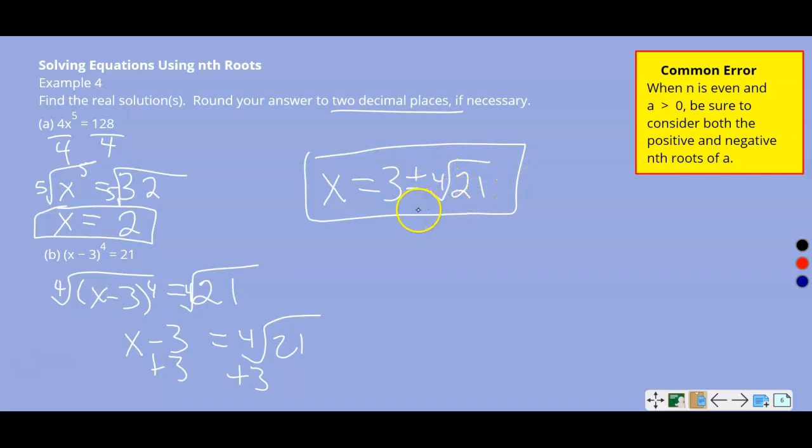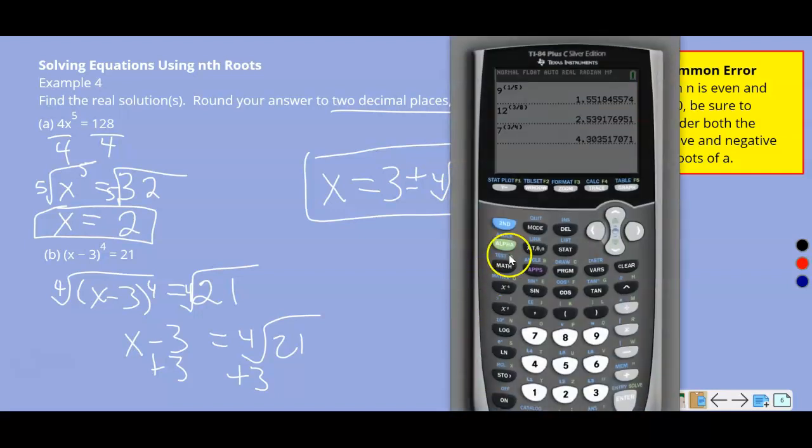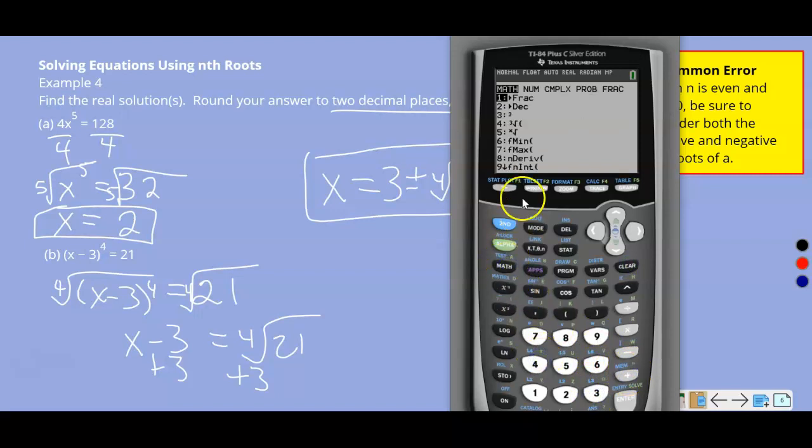this right here. So if we want to round to decimal places, we've got two answers here, 3 plus the fourth root of 21 and 3 minus the fourth root of 21. So let's go ahead and see what those are. So I'm going to have 3 plus, and then the fourth root. I've got to do 4 and find my x root power. Okay, so that makes that your index, and then 21. And we're trying to round to 2 decimal places, so this is going to be our first answer. So that's going to be about 5.14.